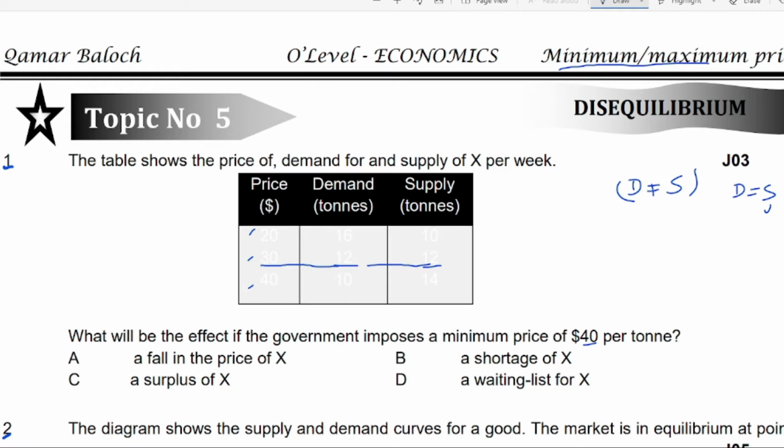If government sets a minimum price, it is always above equilibrium, so 40 is above 30. Now you can see demand is 10 and supply is 14. So supply is more than demand. When supply is more than demand, we call it a surplus. So there will be a surplus of product X.